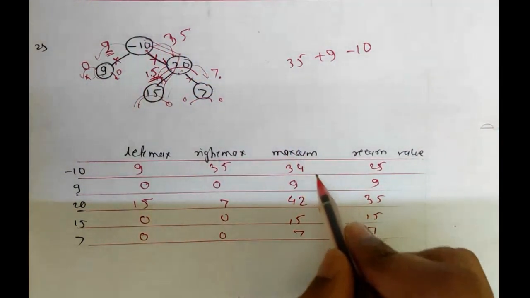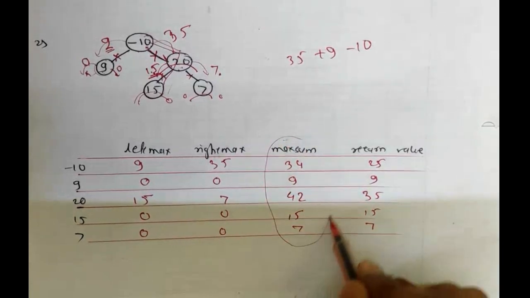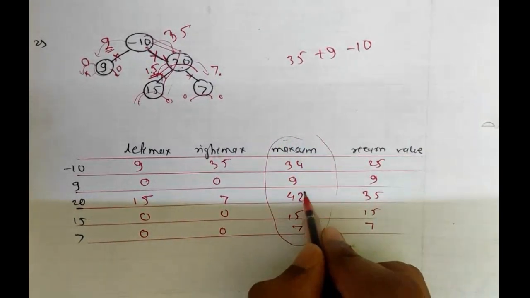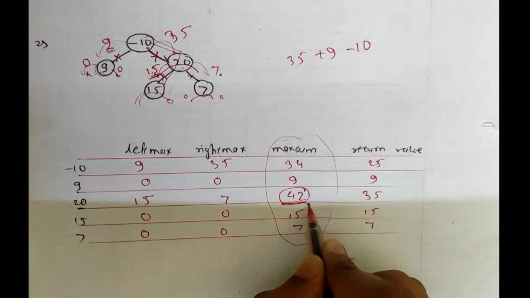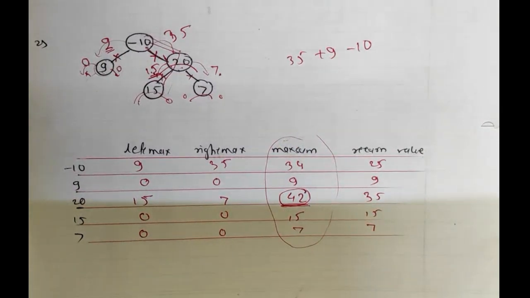As we can see, this is the table for maximum sum. By using a max function, we can say that 42 is the maximum value. Let's move on to the next problem.